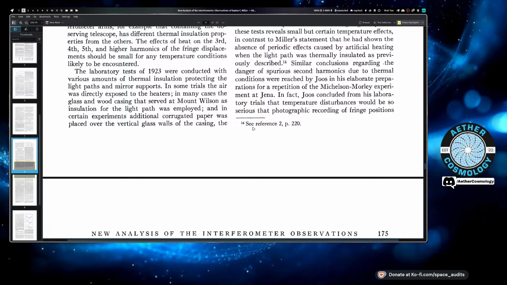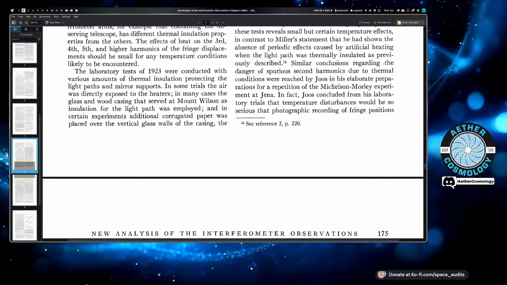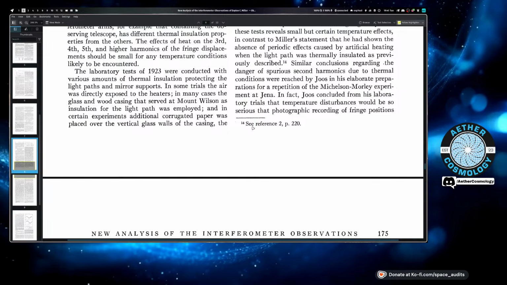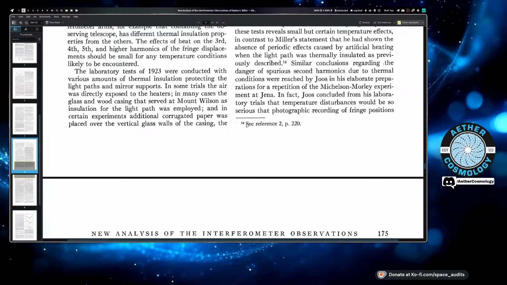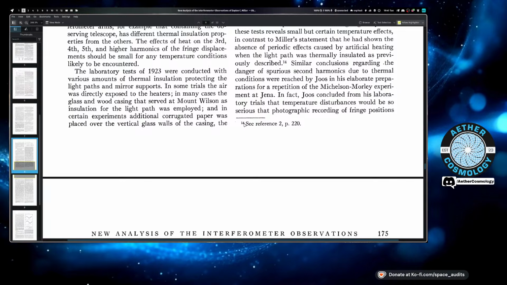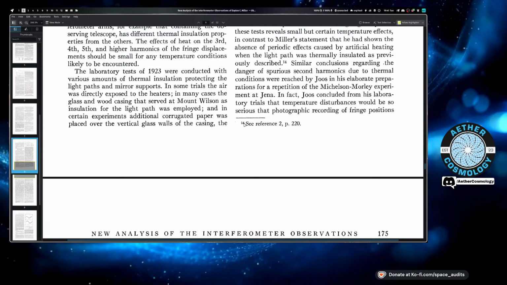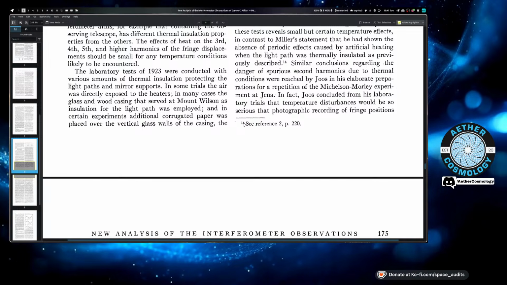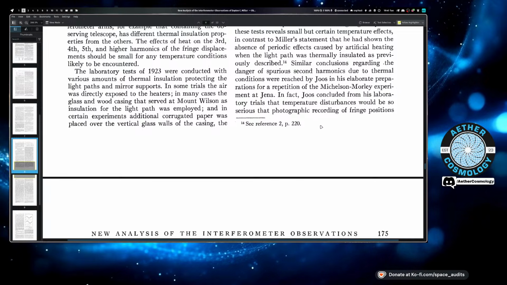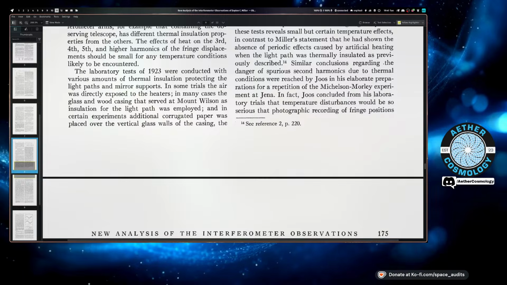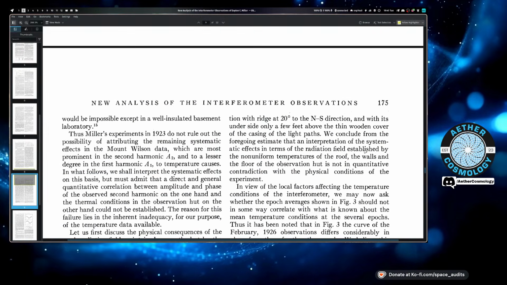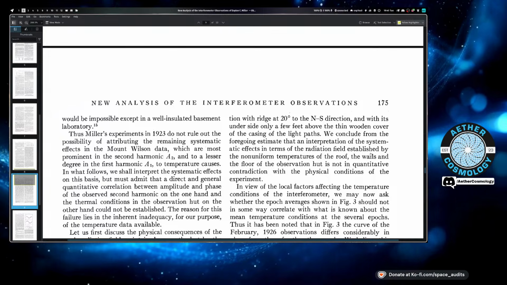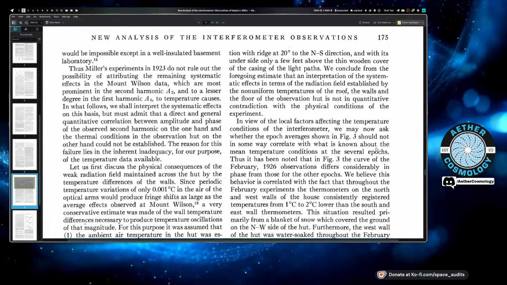Similar conclusions regarding the danger of spurious second harmonics due to thermal conditions were reached by Jost in his elaborate preparations for a replication of the Michelson-Morley experiment at Jena. In fact, Jost concluded from his laboratory trials that the temperature disturbances would be so serious that photographic recording of the fringe positions would be impossible except in a well-insulated basement lab.